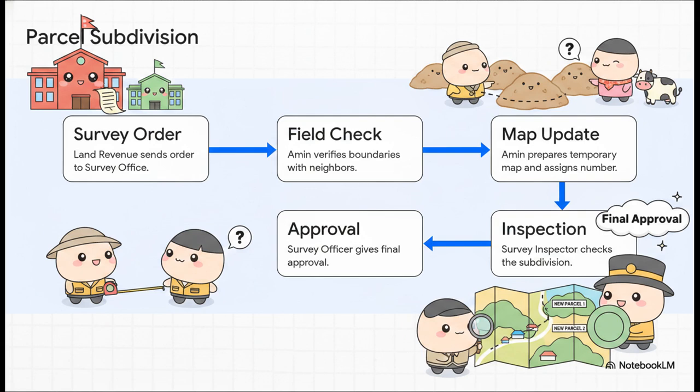The Amin doesn't just sit at a desk looking at papers. They actually invite the buyer and the adjacent neighbors out into the field for physical boundary verification. Right there in the dirt. They draft a temporary map update, carve out the parcel, assign a new number, then a survey inspector double-checks it, and the survey officer gives the final stamp of approval. It's a beautiful process because it directly connects the abstract paper deed to the physical earth through neighborly consensus.